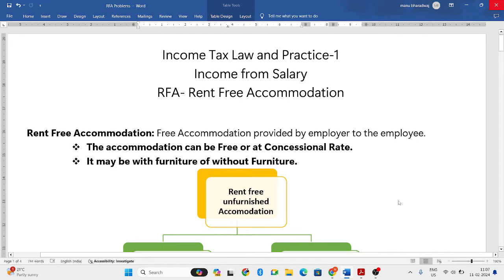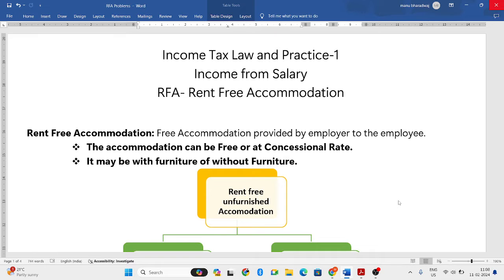In this particular video, we'll be starting a new component in income from salary, that is RFA. The expansion form is rent-free accommodation. Suppose you are working in a company, you have left your native place and come to some place. Your employer will provide a free house for you to stay there till you work in that organization. So they are providing free accommodation for you. The employer is providing free accommodation to the employee. That is known as rent-free accommodation.